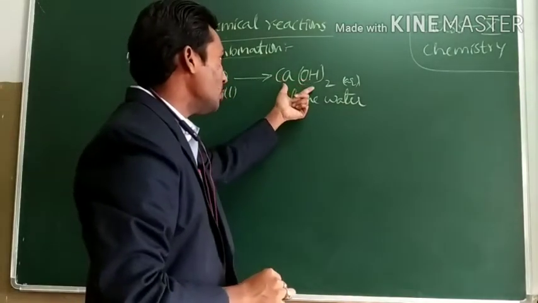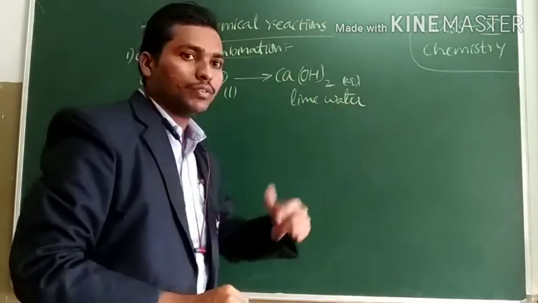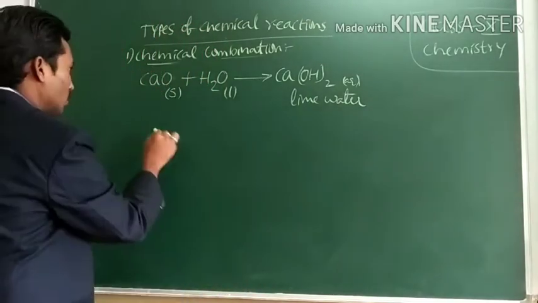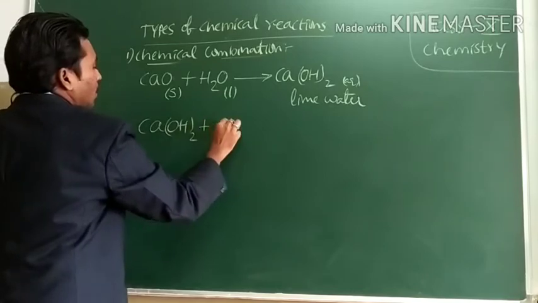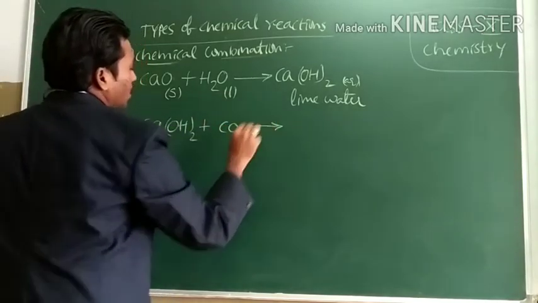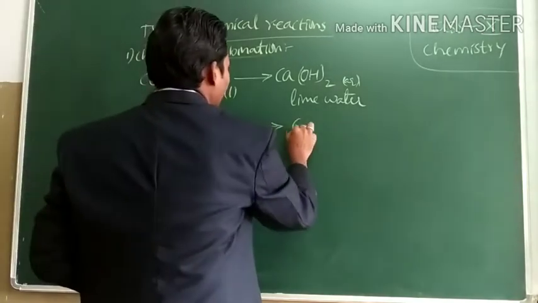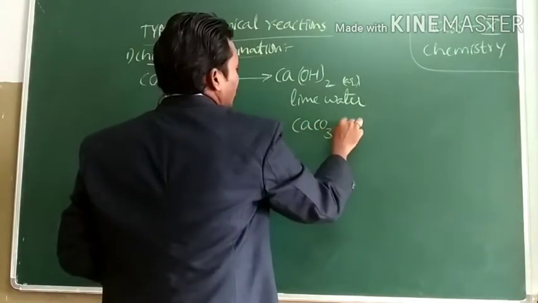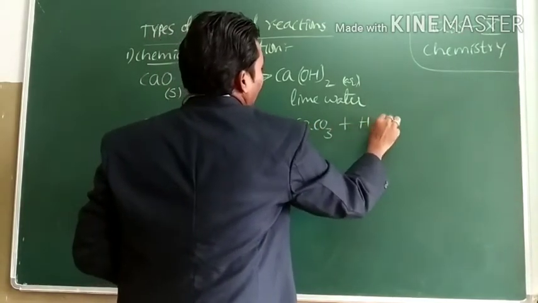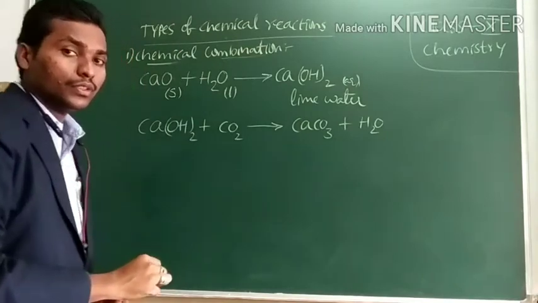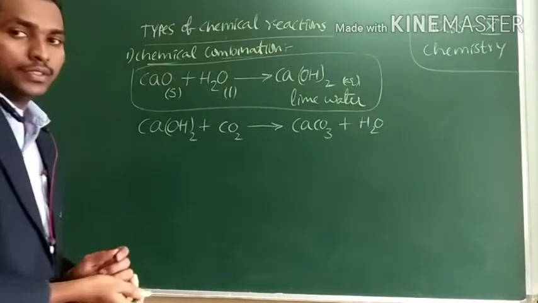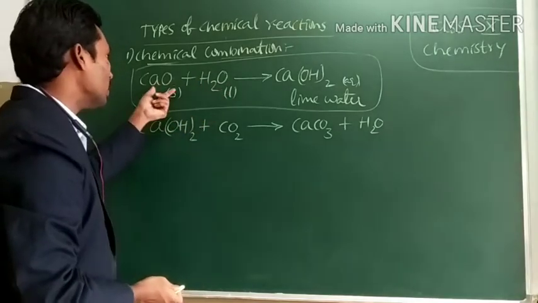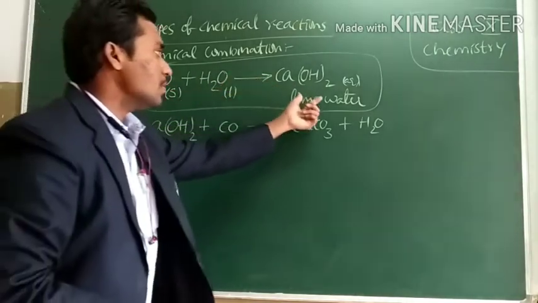Now, this calcium hydroxide can react with atmospheric carbon dioxide slowly. Calcium hydroxide slowly reacts with atmospheric carbon dioxide, which forms CaCO3, calcium carbonate, and water. Look at the first equation: addition of water to quicklime forms slaked lime.